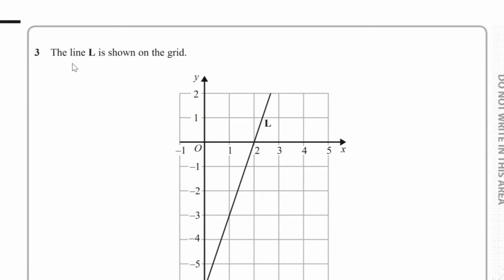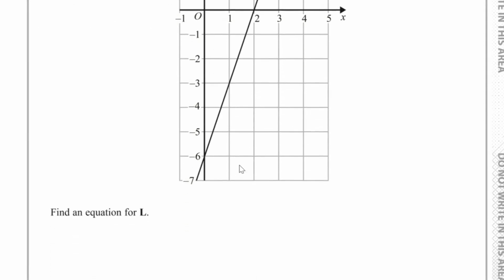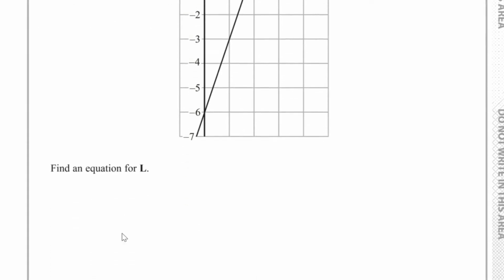We have got the line L, which is shown on the grid, and we have to find an equation for L. Well, to find out an equation, we know that a line is of the form y equals mx plus c, where m is the gradient and c is the y-intercept.